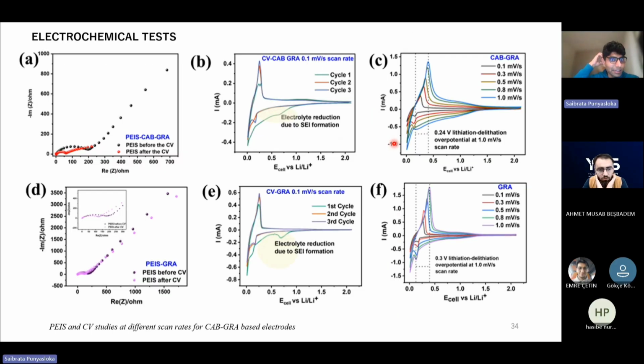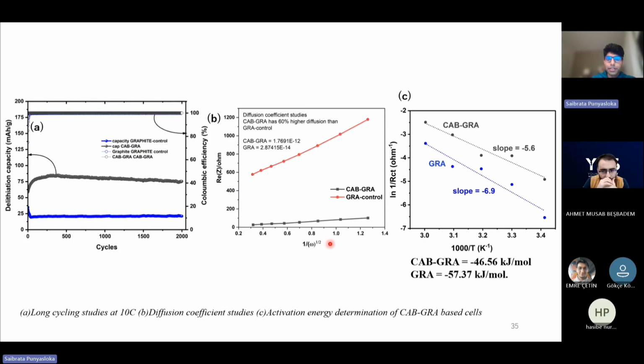After that, the basic EIS tests to understand the electrolyte deterioration, the impedance studies and the diffusion. If you look at the graphite, the normal control was pretty higher compared to the CAB coated. The name is CAB, basically the graphite boron. The CAB graphite had a pretty higher diffusion coefficient, and the activation energy for desolvation was much better. It changed from minus 57 to minus 46.56.